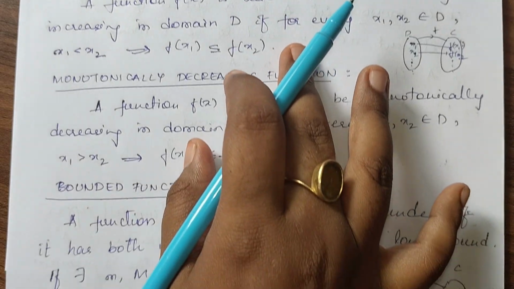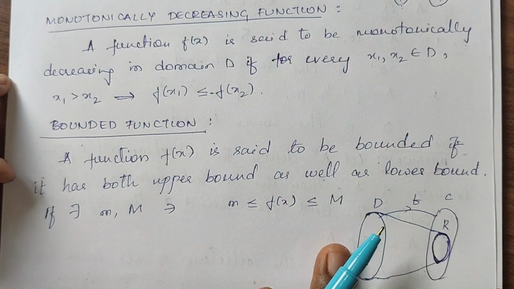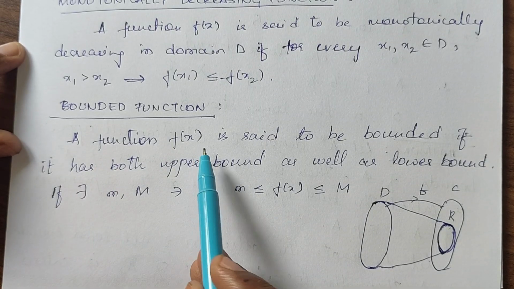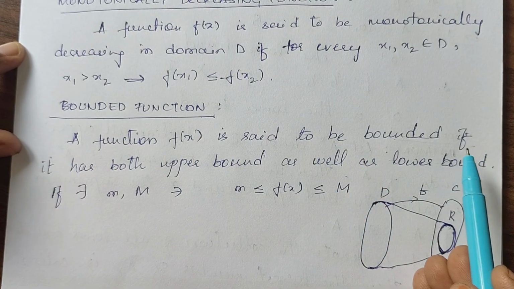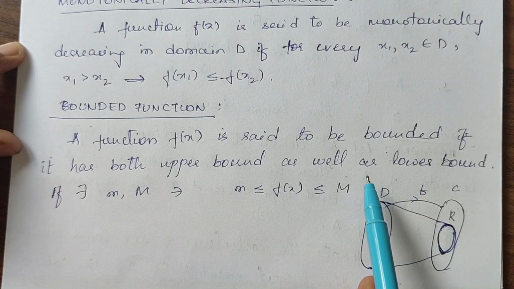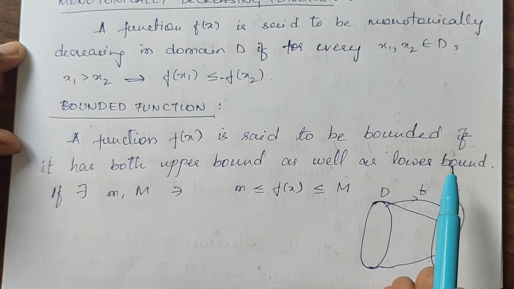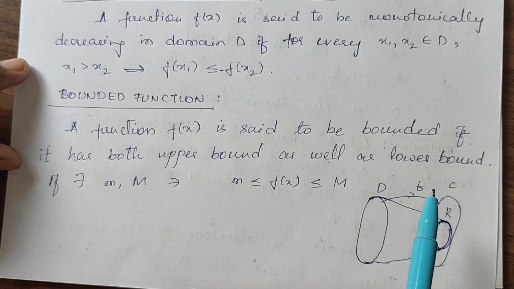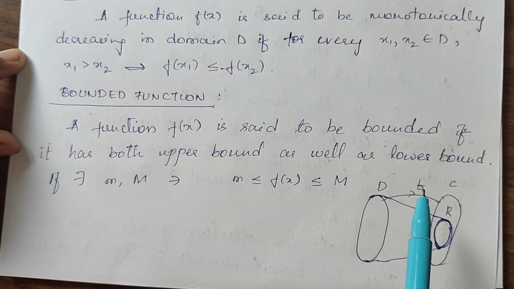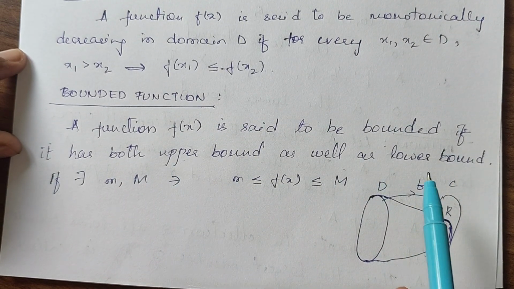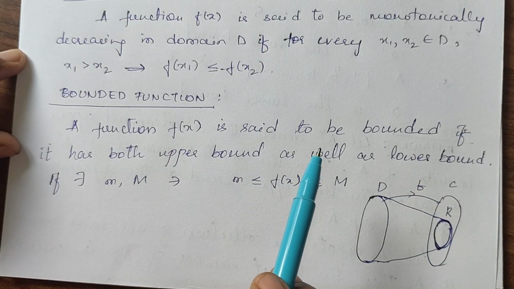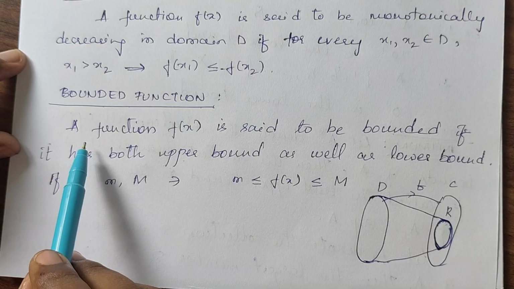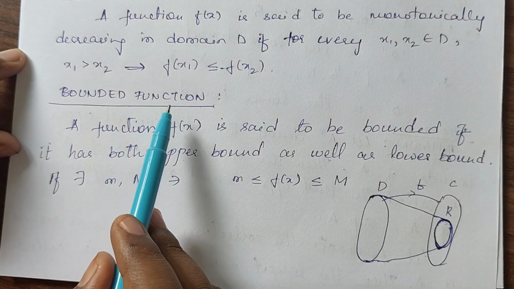Okay, now we'll talk about bounded function. See here, a function f of x is said to be bounded if it has both an upper bound as well as a lower bound. See, you all know the definition of boundedness. We call a set bounded if it has both an upper bound as well as a lower bound. This you have learnt in first semester. See here, now we are talking about a bounded function.